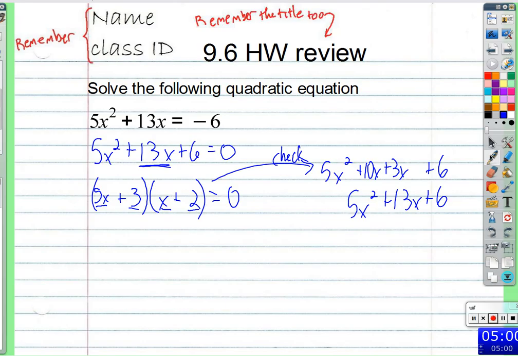What, Lily? 5x plus 3 equals 0, or x plus 2 equals 0. x equals negative 3/5, x equals negative 2.